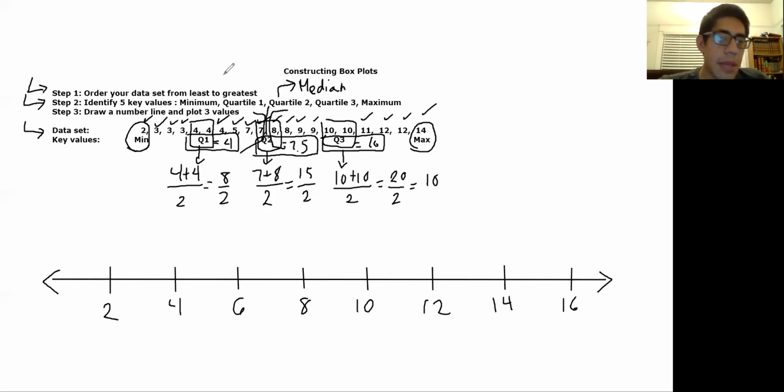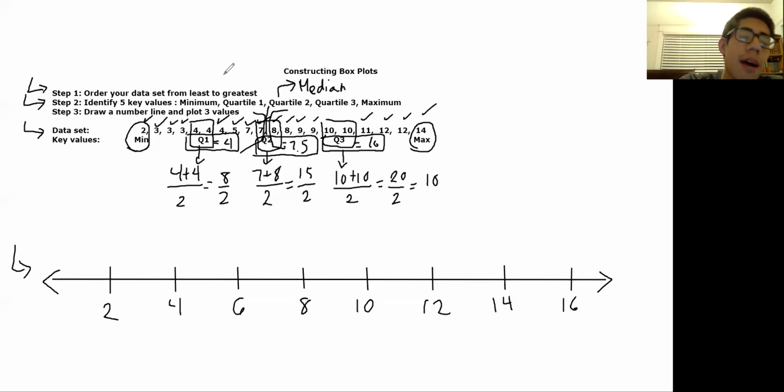I know what my minimum is now. I know what my quartile 1 is. I know what my quartile 2 is. I know what my quartile 3 is, and my maximum. Okay, so what do I do now? If you notice, there is a number line, right? And it has values from 2 to 16 already plotted on there. You're going to have to draw your own number line, right? And then I want you to plot all 5 of those key values.